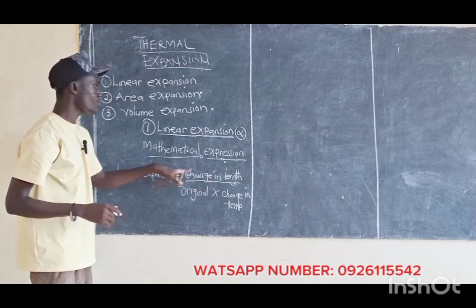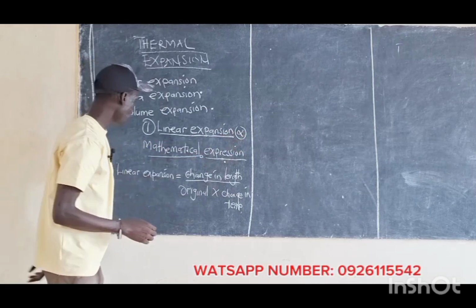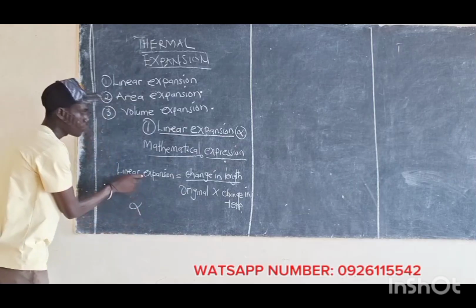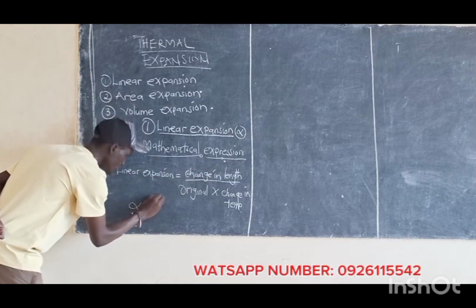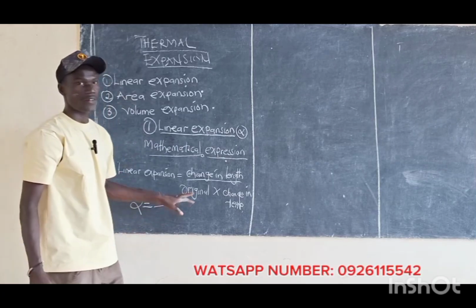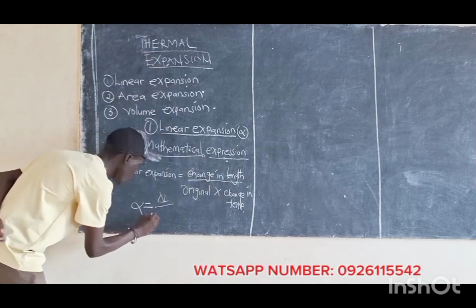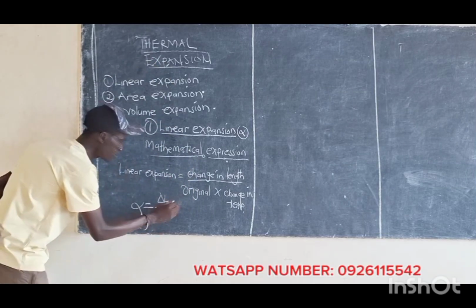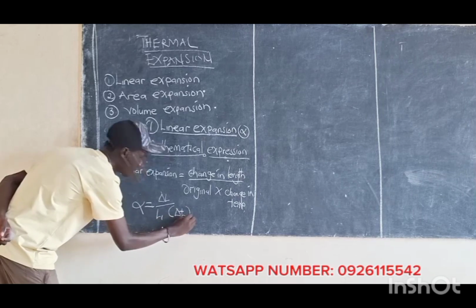We say that linear expansion is represented with the Greek letter alpha. Alpha is equal to change in length, which is delta L, all over the original length. The original length means the initial length, that is L1, multiplied by the change in temperature, which is delta T.